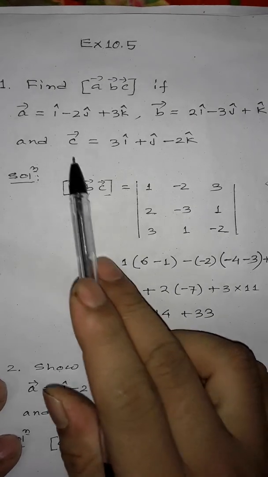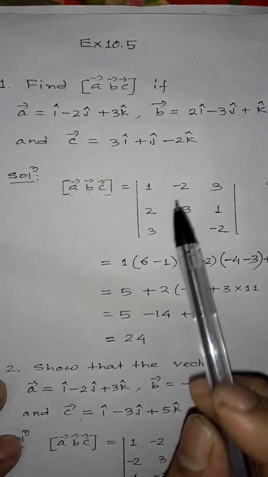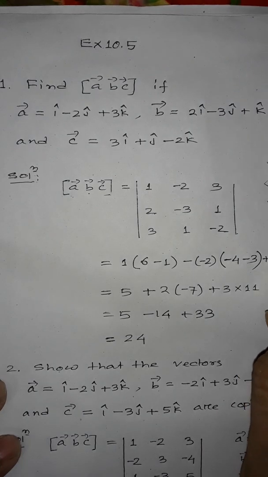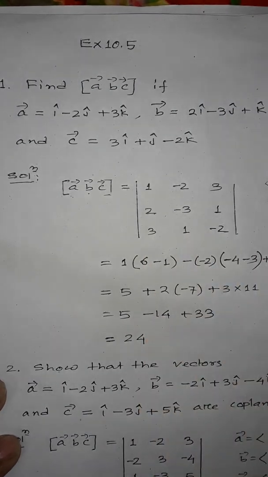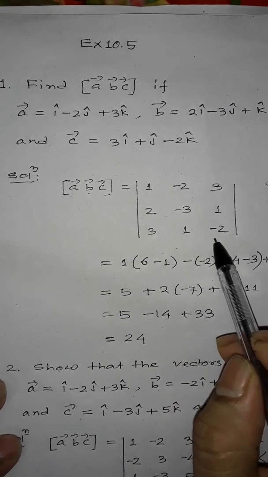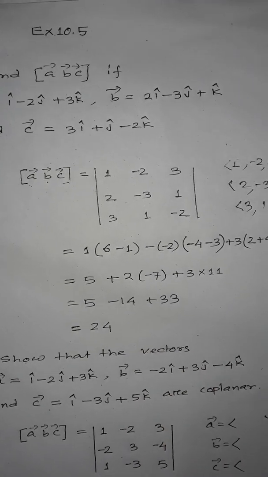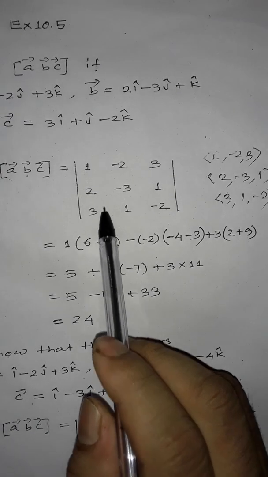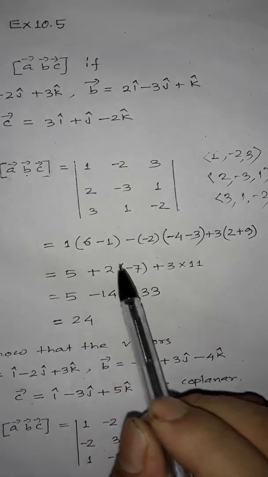And the third vector is C. The scalar components of vector C are 3, 1, minus 2. So the third row will be 3, 1, minus 2. Now we have to expand the determinant. We'll expand it along the first row.